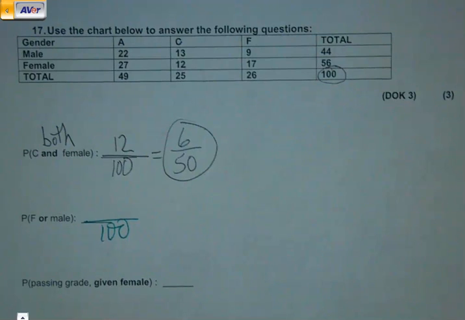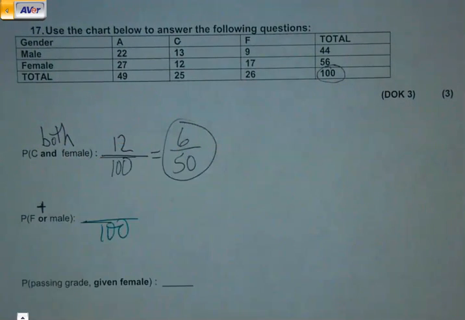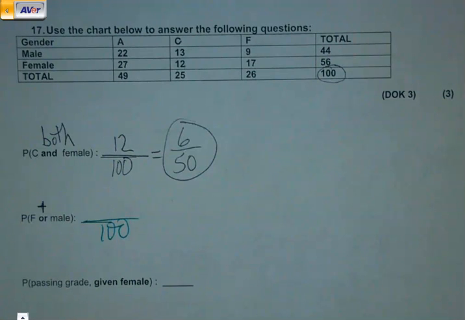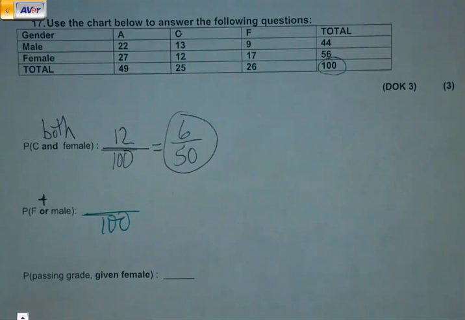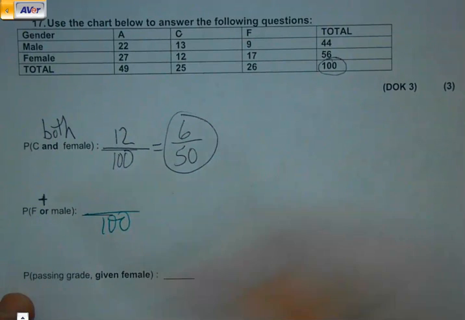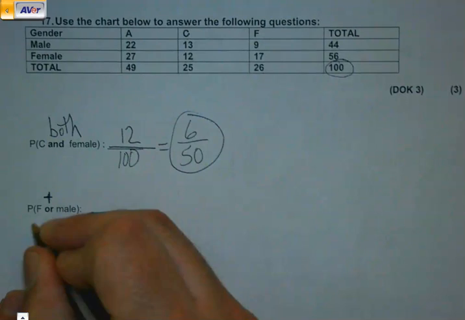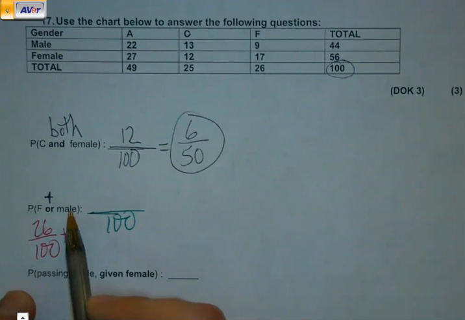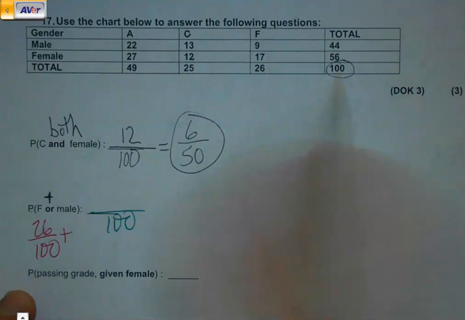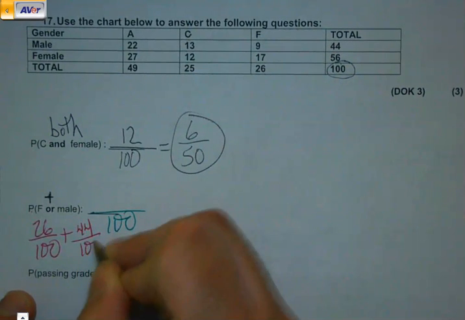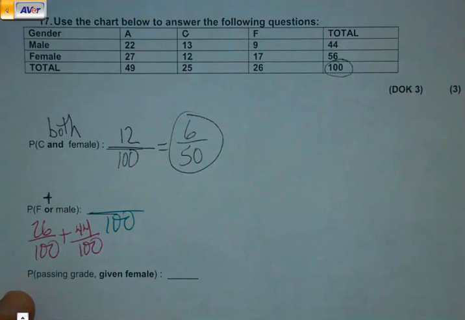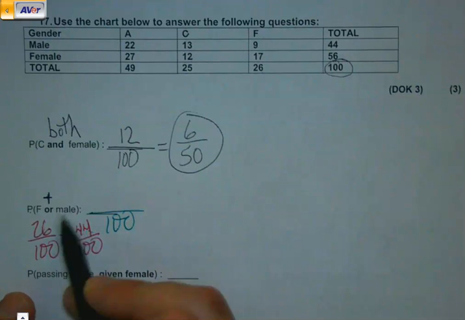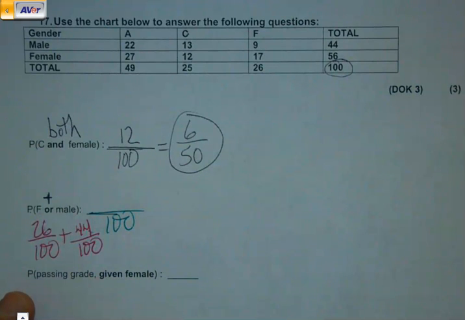The only difference is, okay, when I see or, it can be either or. It doesn't have to be both. So for instance here, the probability of an F would be 26 out of 100 plus the probability of picking a male is 44 out of 100, but within these two groups, there's some overlap. There are some males that also got Fs, and I don't want to count them twice.